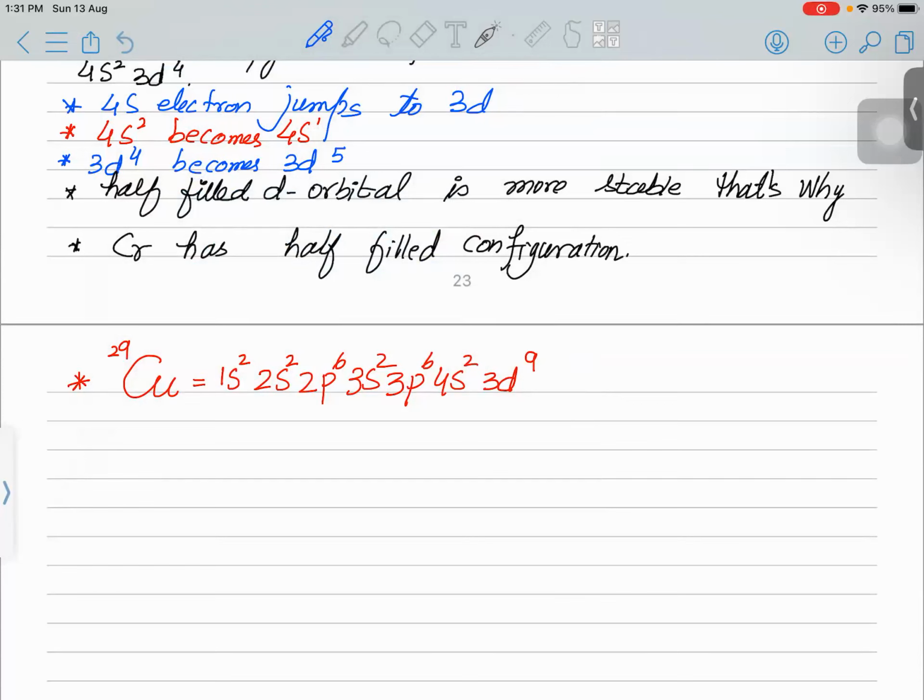Now you can see that whenever the d orbital has 4 electrons, a 4s electron jumps to 3d4. Similarly, if you have 9 electrons, this configuration is wrong. This electron jumps to 3d9. And the correct configuration would be 1s2, 2s2, 2p6, 3s2, 3p6, 4s1, 3d10. This electronic configuration is correct.